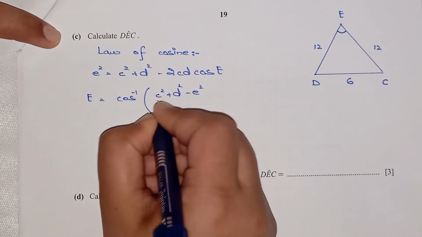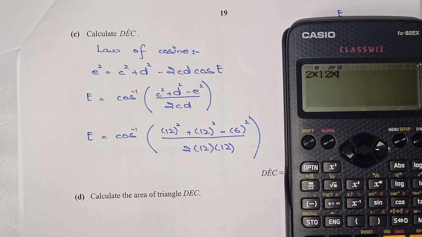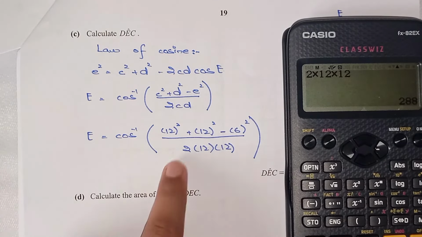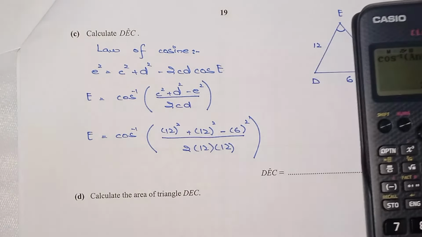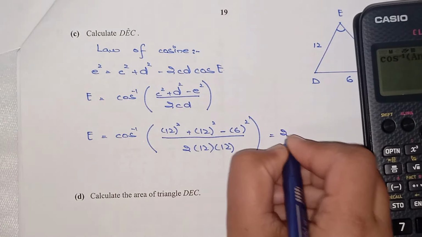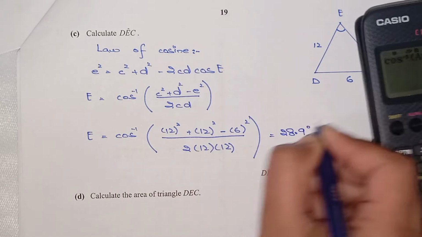2CD. Okay. Now 2 times 12 would be 288. The denominator is 288. 12 square plus 12 square minus 6 square, and then dividing by 288 and then doing a cos inverse, 28.9 degrees. So that angle is 28.9 degrees.